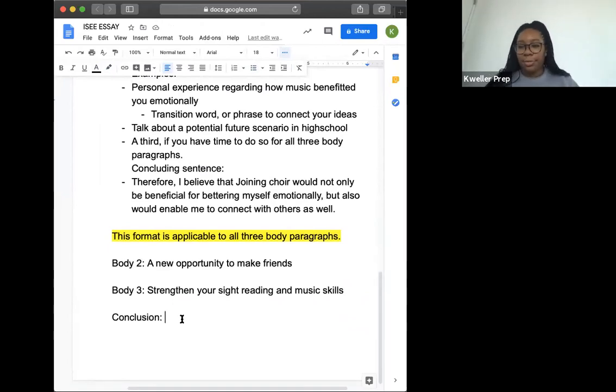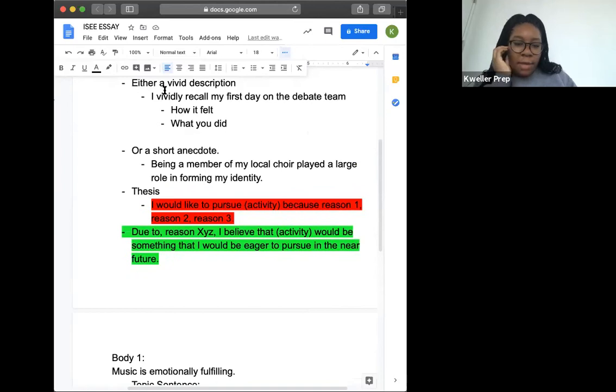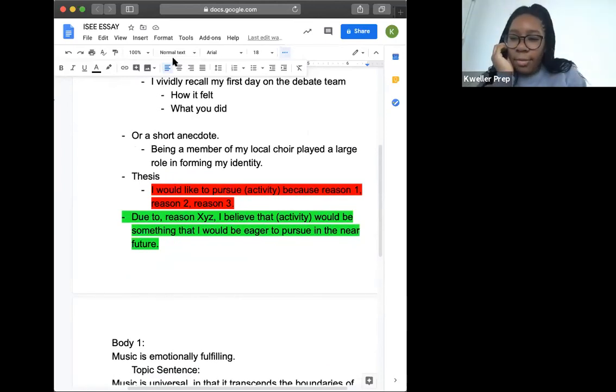Now, for your conclusion, another thing. How much time is spent for each paragraph? Well, I'm going to be honest. Someone asked me how much time you should spend for each paragraph. There is no right or wrong answer for that. Some people like to write heavier introduction and conclusion paragraphs and spend less time on their bodies. Other people like to spend more time on their bodies and write quick and fast introductions and conclusions.